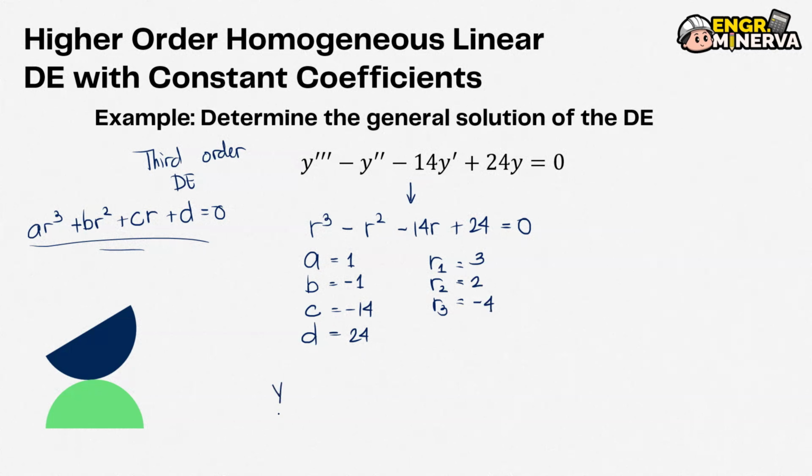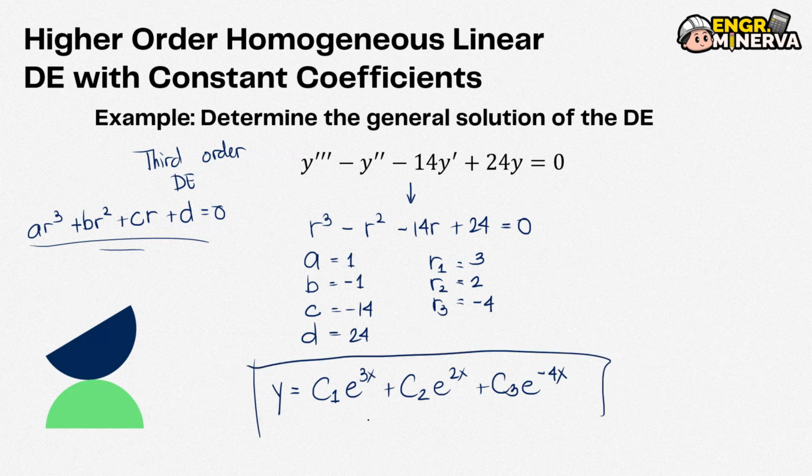So our answer is y equals C1 e raised to 3x plus C2 e raised to 2x plus C3 e raised to -4x. That is our answer.